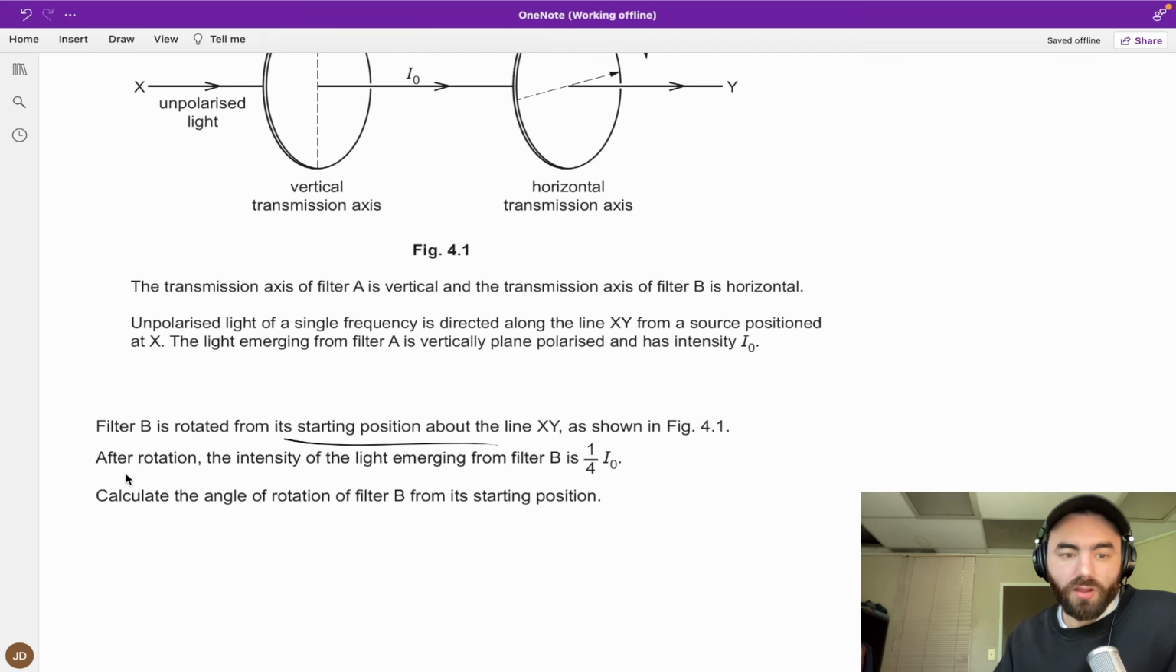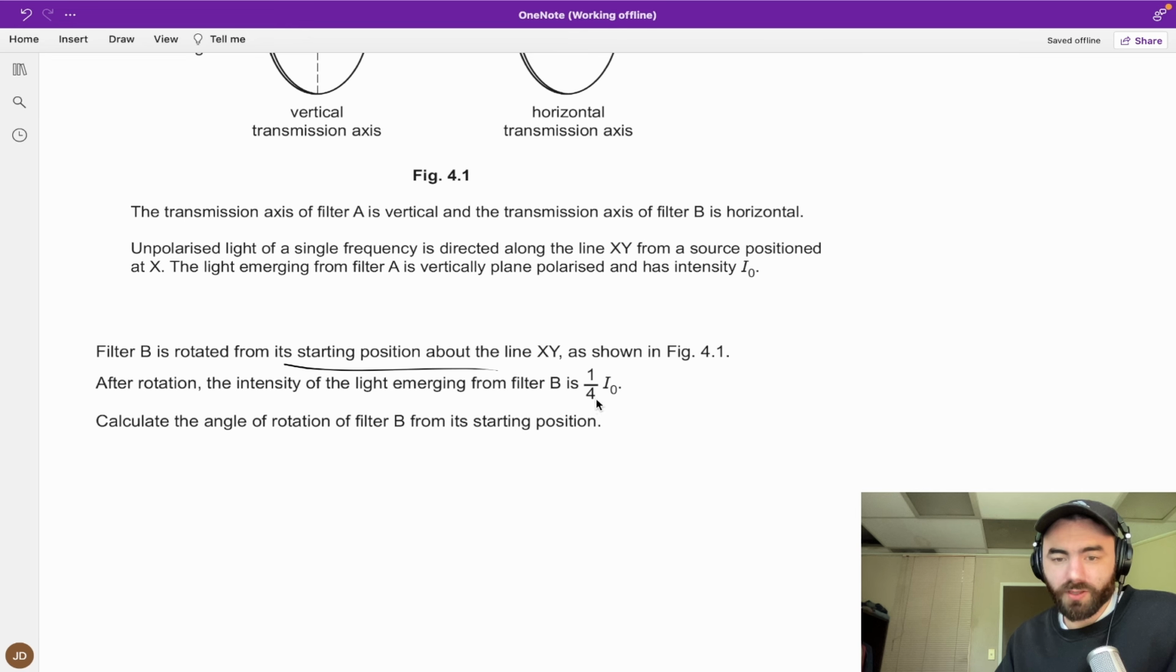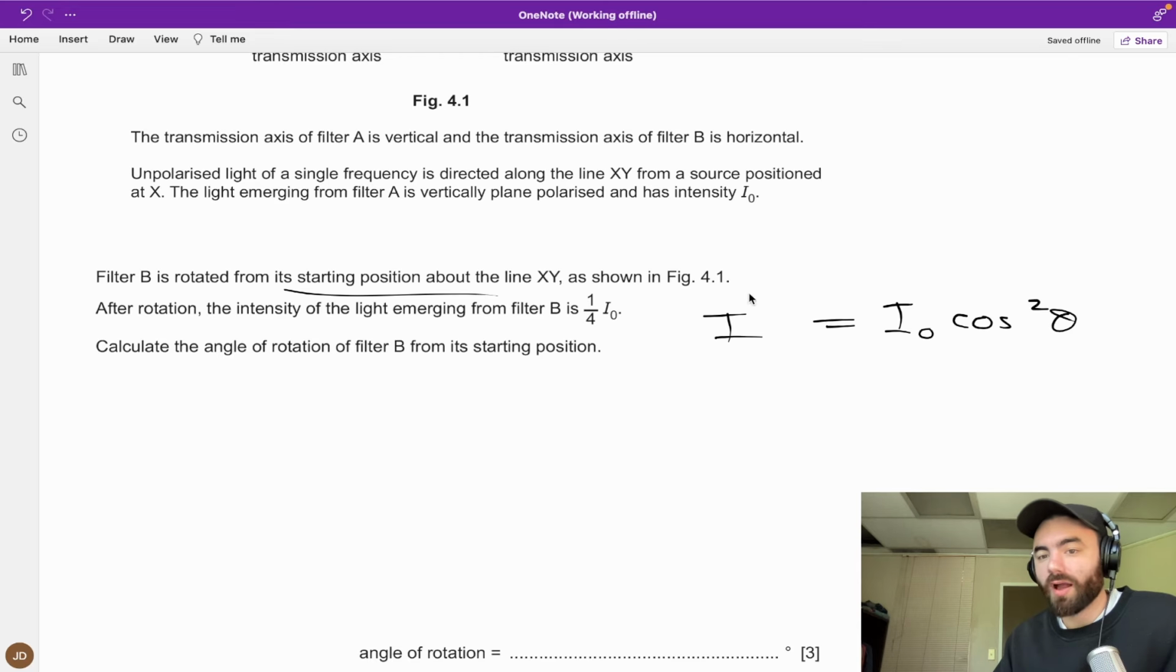As shown, after the rotation, the intensity of the light emerging from filter B is 1/4. It's derived from thinking about the amplitudes. Intensity is related to amplitude squared. Proportional.